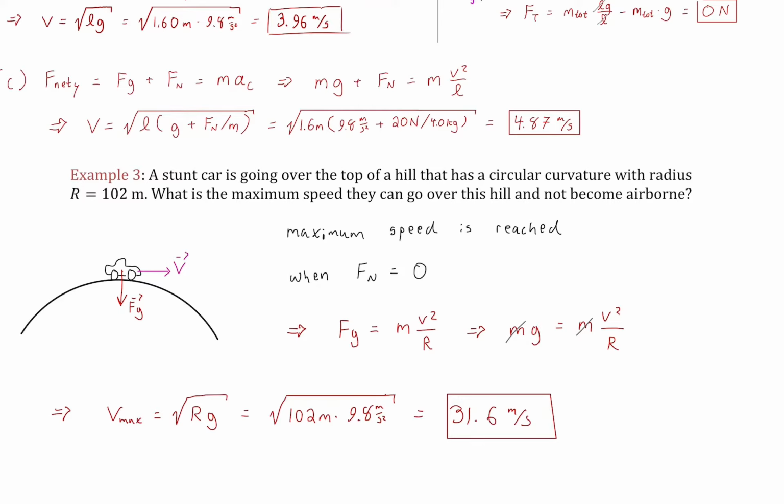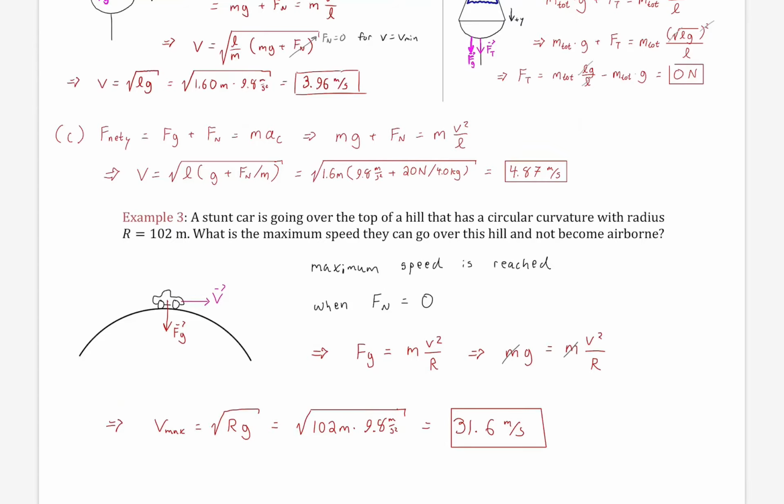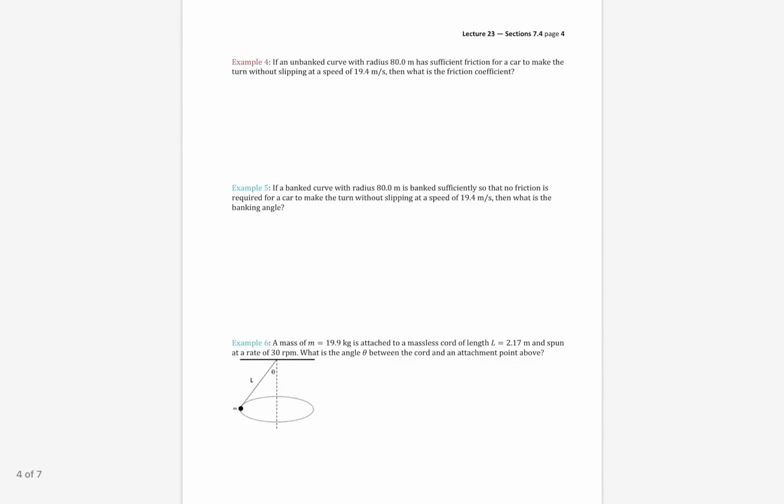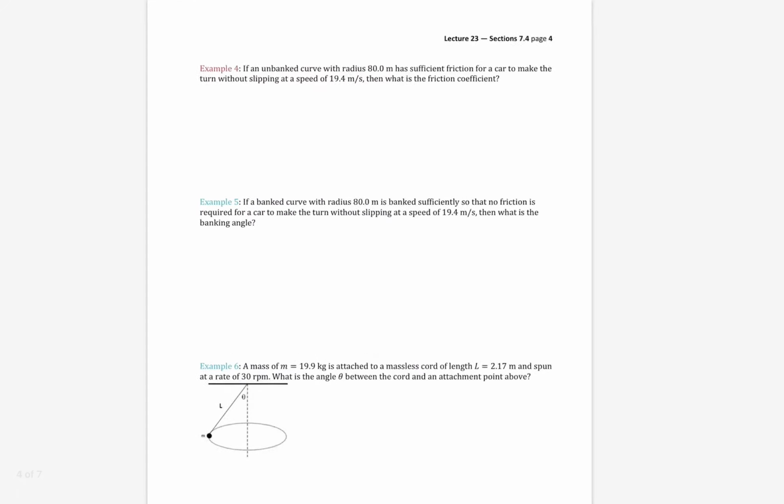So it was totally independent of the mass of the car, which is why it wasn't even given in the problem, and it was just dependent on the radius. The bigger the radius, the bigger the velocity that you can push it without becoming airborne. So similar idea. Hopefully that makes sense. So let's expand on this a bit.